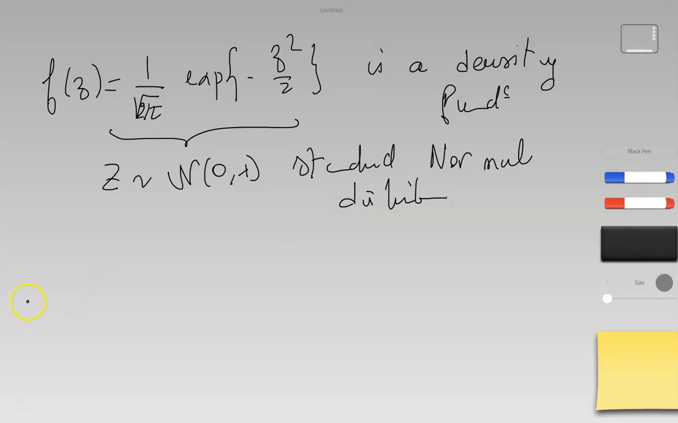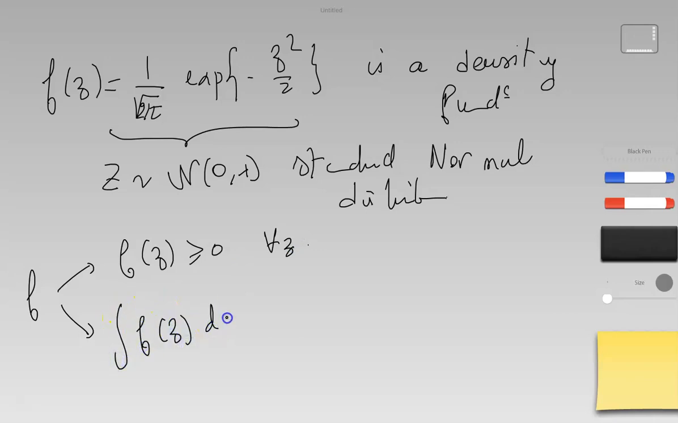A function f can be considered as a density if it satisfies two statements. So f(z) should be positive for all z, and the integral of f(z) over R should be equal to 1. Okay. The first one is easy since f(z) is proportional to the exponential function, which is positive. Then this one is easy.